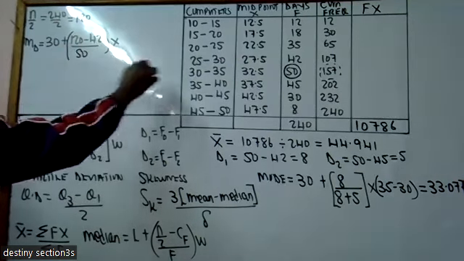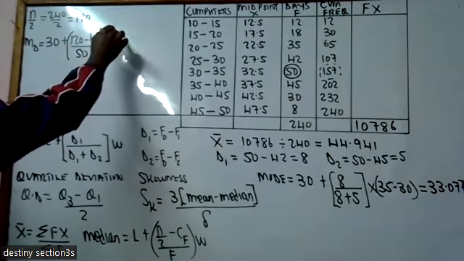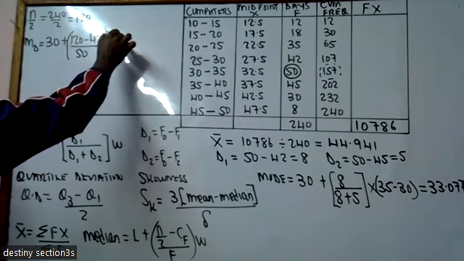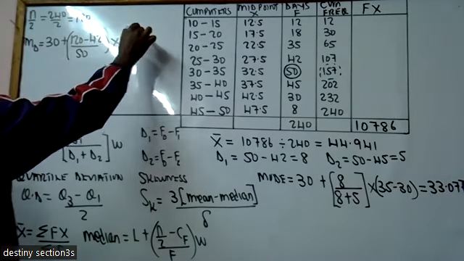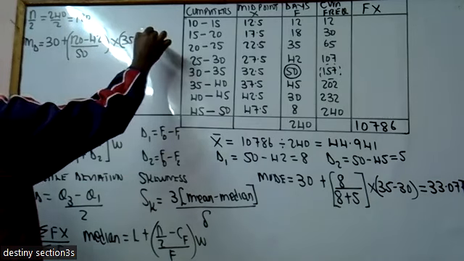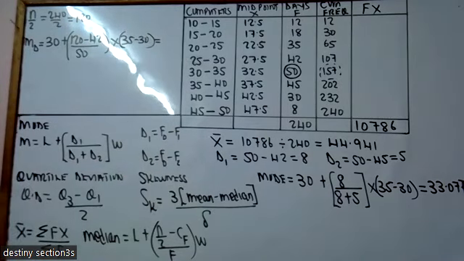Then multiplied by the width. The width, just like we have argued there, is 35 minus 30. So tell me what will be the median value.